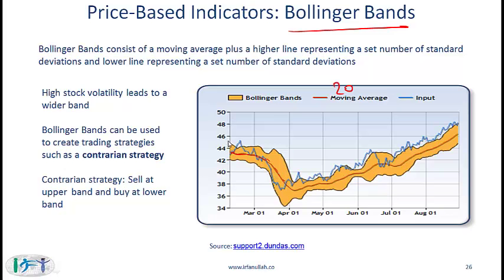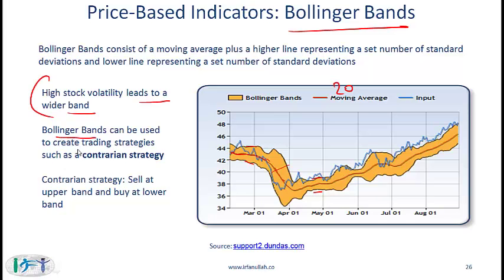We then create these bands on each side of the moving average, which is a certain number of standard deviations from the moving average line. So for example, this might be one standard deviation above and this might be one standard deviation below. High stock volatility leads to a wider band. So here you have a lot of stock volatility, so your band is wider. When there is less volatility, then you will have narrower bands.